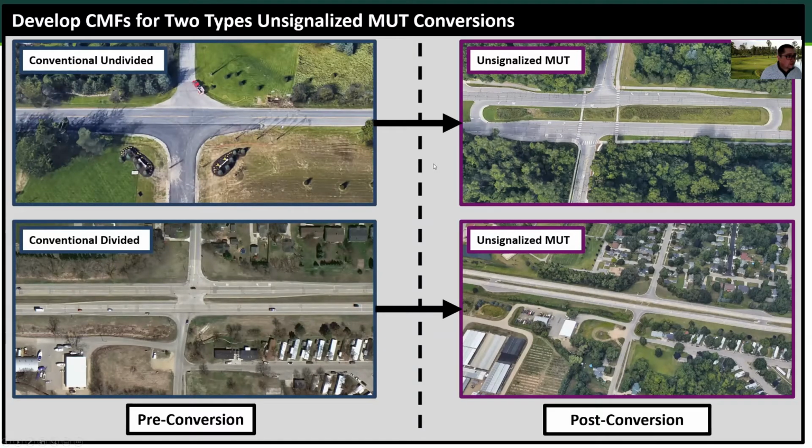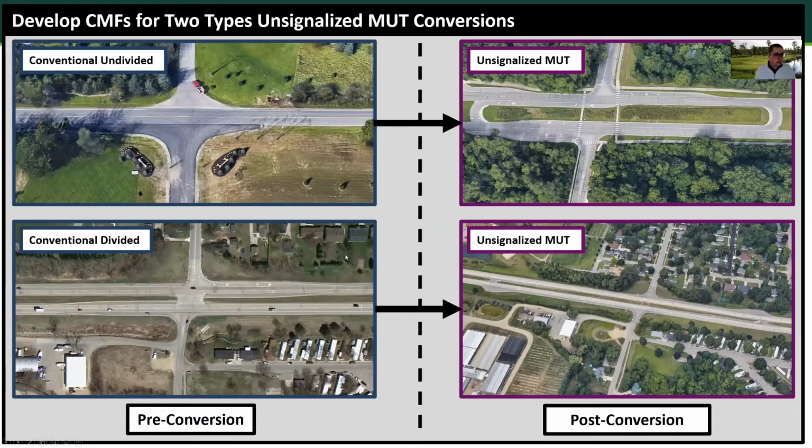In terms of the objective of the study here, the idea is to develop CMFs for two types of unsignalized conversions. The top scenario is a two-lane, two-way roadway here in the top left. And let's say we're getting to a scenario where maybe the traffic volumes are getting too high and we want to go to a four-lane boulevard. These would typically be implemented along the whole corridor, but you see on the right here, we've gone to that four-lane boulevard with the MUT. So as I mentioned, this would be done as a whole corridor as opposed to just a one-off.